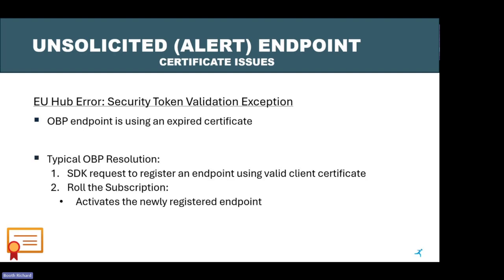It's a relatively straightforward fix, which is to get your new certificate and then register that certificate using the new valid certificate, performing the process products service subscription to register it, and then performing a process products service subscription role to request that it activates the newly registered endpoint. And that also ensures that it's the primary endpoint with which to deliver alerts.